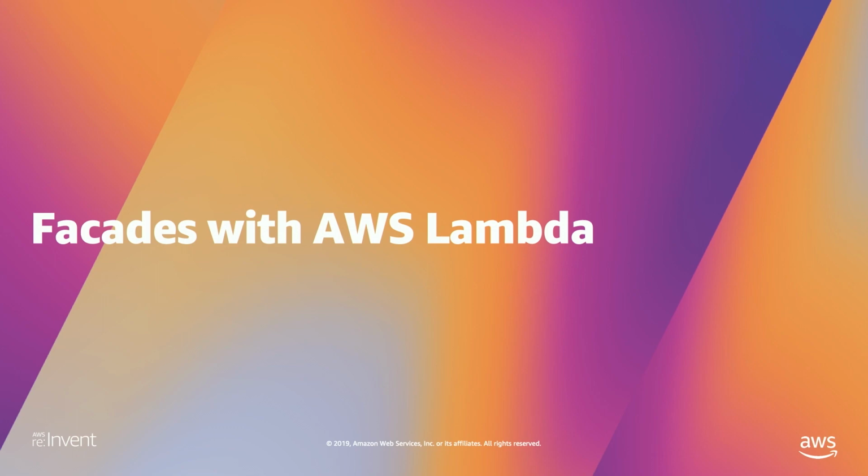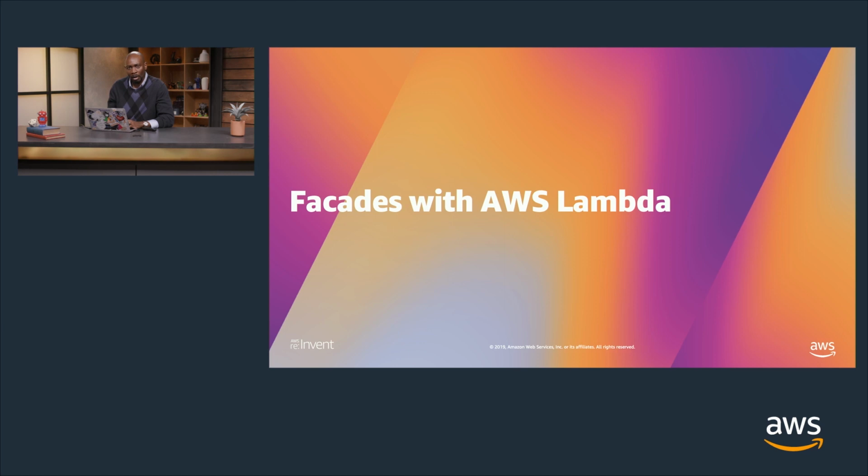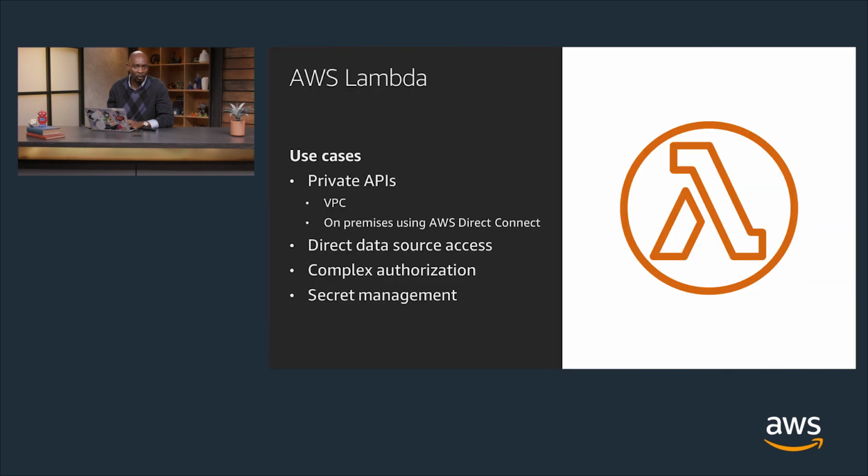So we just looked at a situation where you would want to interact with backend services using HTTP data sources. But there are some situations where you will have a more complex situation, and you may want to use AWS Lambda instead. So what are those use cases? Well, you may have private APIs. So you may have APIs that live in your VPC, virtual private cloud. Or you may have APIs that live on-prem, and you want to interact with those services. And maybe you use a direct connect through your VPC to interact with those services.